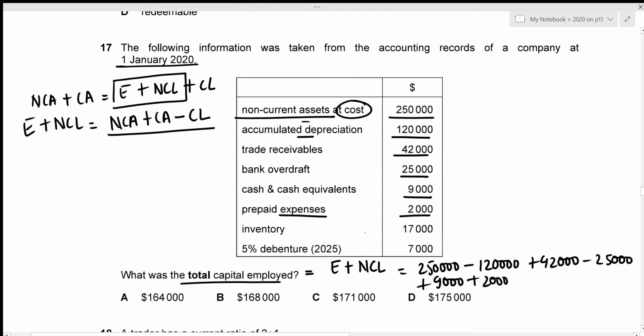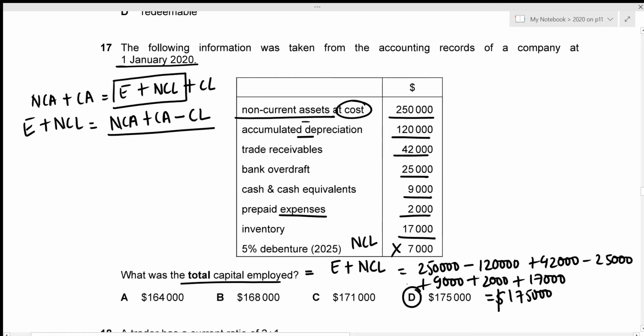Then we have inventory, which is again an asset. So let's add this amount of 17,000. Then we have 5% debenture, which is the non-current liabilities, so we can just skip this. Now the total capital employed is going to be 250,000 minus 120,000 plus 42,000 minus 25,000 plus 9,000 plus 2,000 plus 17,000, which results in 175,000. Alright, and this value is given in option D. That will be our correct answer.